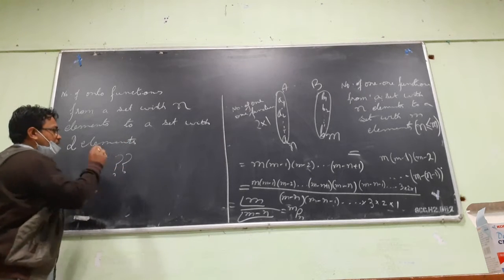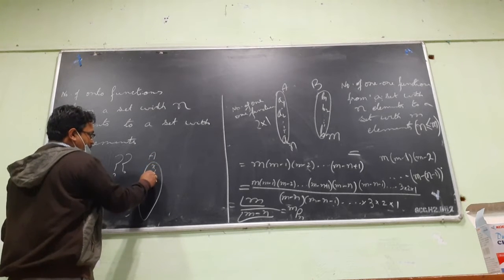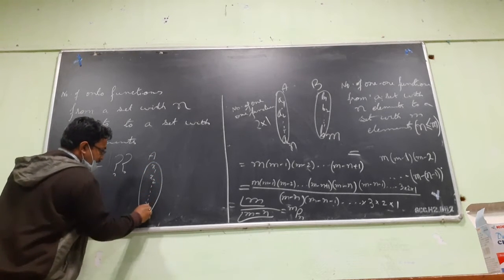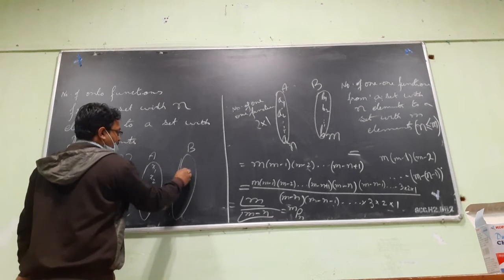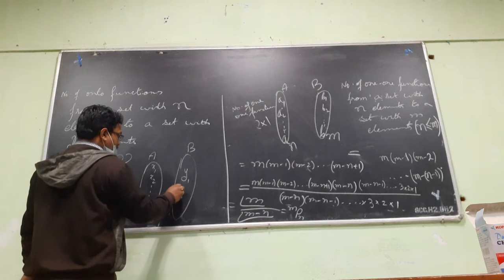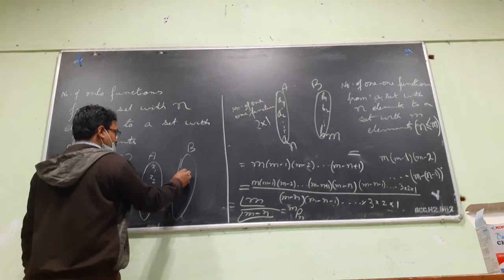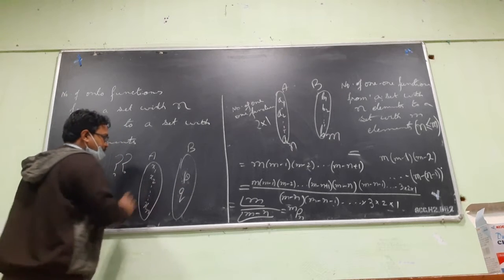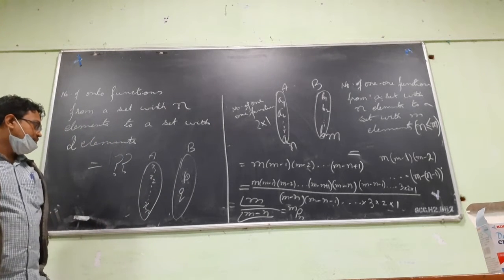How many will there be? Think a little. The set A has n elements x1, x2, up to xn, and the set B has only two elements, say p and q. There are two elements here. So how many onto functions are possible?